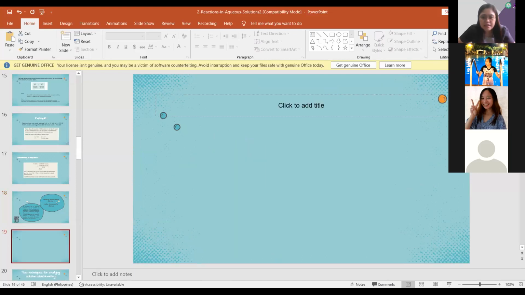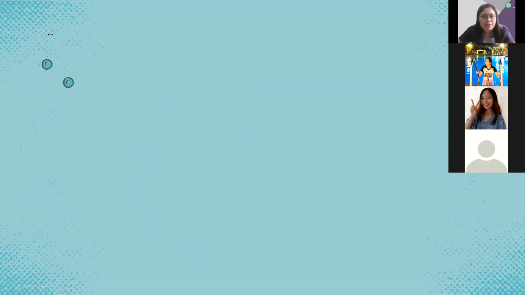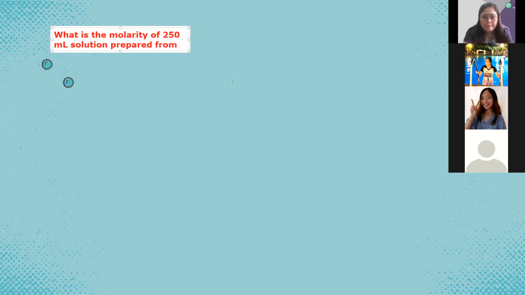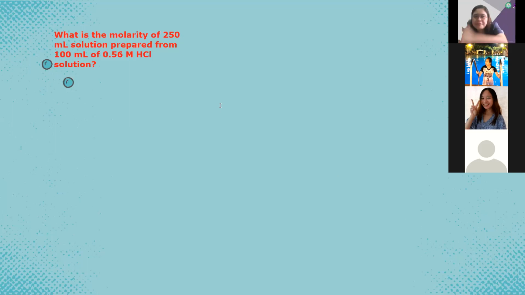Let me add a blank slide here, and let me give you a problem that you can practice on. Okay, so you try and kindly send your answer in the chat box for your participation in class this morning. What is the molarity of 250 ml solution prepared from, take note of the word prepared from, 100 ml of 0.56 molar hydrochloric acid solution? Please understand the problem, try to compute it, and send your answers in the chat.